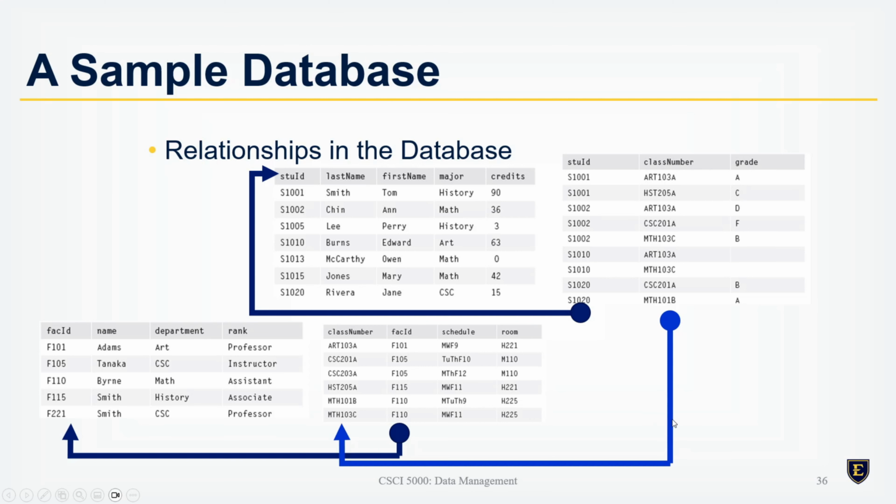So if we want to know the room number that Art 103A, and then list it right here, what is Art 103A? Well, we could in Excel do a VLOOKUP based on this value, and we can look it up in this table and say we want column 4 to display here. So we could say, okay, H221 would display here. So a VLOOKUP is very similar to what we would do in Excel, to what we would do in a relational database.